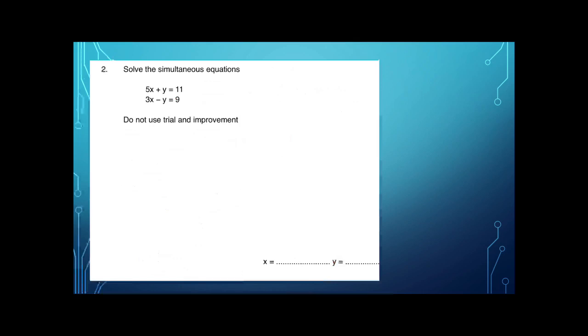Solve the simultaneous equations. I'm going to write them out. 5x plus y is equal to 11. I'm going to label that equation 1, and 3x minus y is equal to 9. I'm going to label that equation 2.